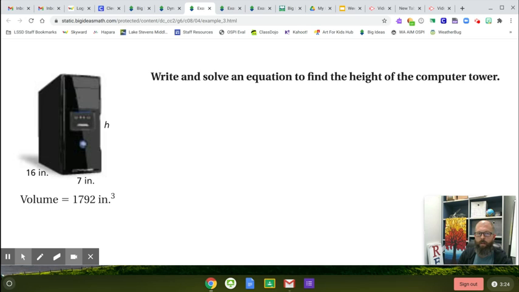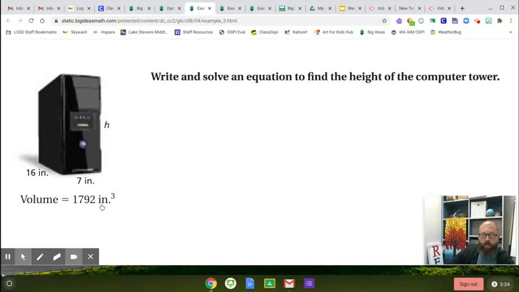This is 8.4, example 3, and now we're getting to the tough stuff. They're telling us the volume. We have to find the height. They're not telling us the height this time. So we have to write and solve an equation to find the height of the computer tower.